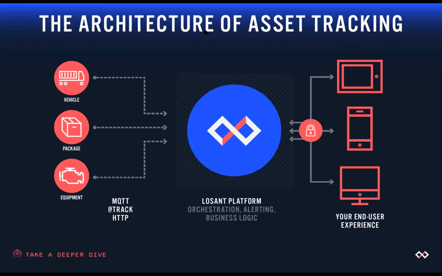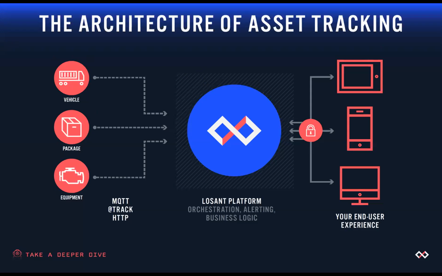To go through some of the architecture of today's solution, we have a couple key components that we'll be utilizing. First and foremost, asset tracking always starts with the thing itself, right? Whether that's a vehicle, a package, a piece of equipment, there's probably a sensor living on that thing, whether it's hardwired or not, that's sending data back to, in this case, the Losant platform.